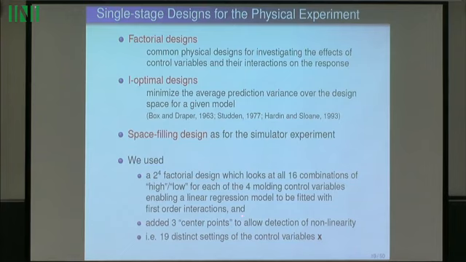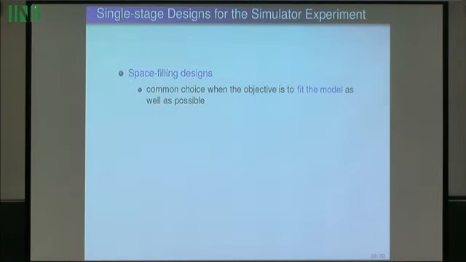And we also added a few what are called center points, which I won't go into, so that you could detect some non-linearity. So that's where this funny number of 19 physical observations came from. It's 16 plus 3.